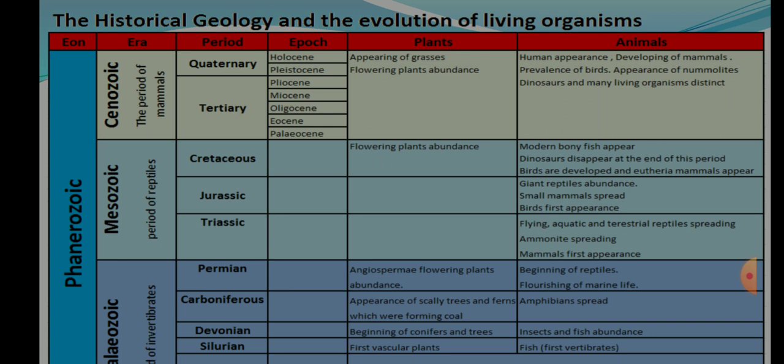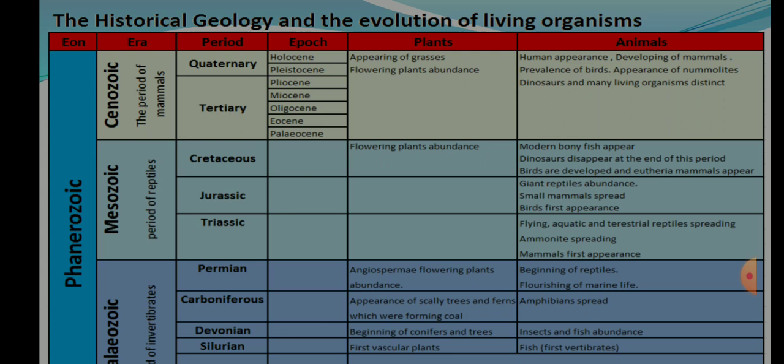Period Jurassic. Jurassic, the beginning of birds in Jurassic. Small mammals spread in Jurassic. Giant reptiles abundance in Jurassic.